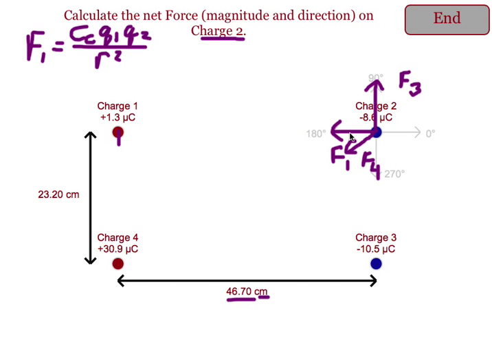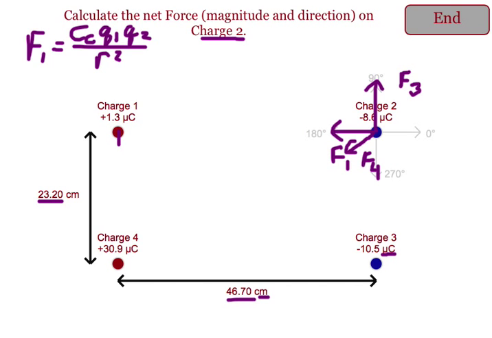Once you get that force, you could then calculate force 3. Use charge 3 and charge 2 as your two charges. Use the distance between them as 23.2 centimeters. Remember to put your distance into meters and your charges changing from microcoulombs to regular coulombs.